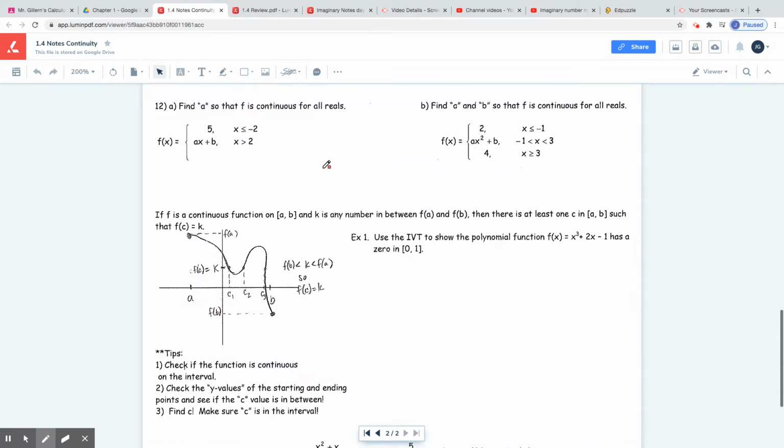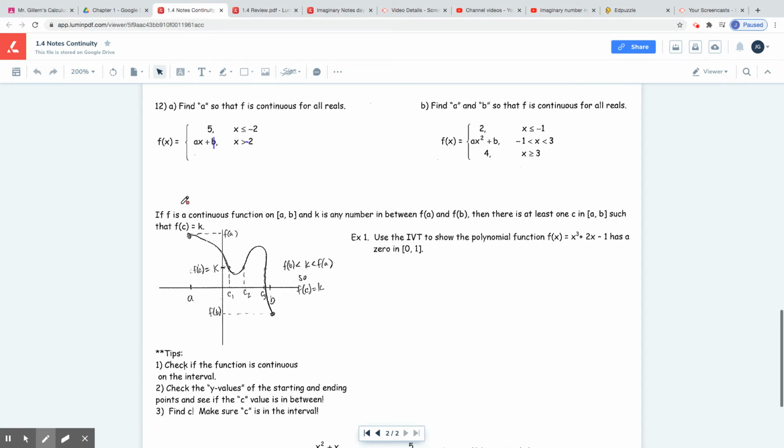All right, and so for these two types of problems, there's a typo on this. So we're going to do 5, and this is supposed to be negative 2, and this is supposed to be 1. All right, otherwise you won't be able to do the problem. All right, so what we're trying to do is we have a multi-rule function, a piecewise function. We have 5 when x is less than or equal to negative 2. We have ax plus 1 when x is greater than negative 2.